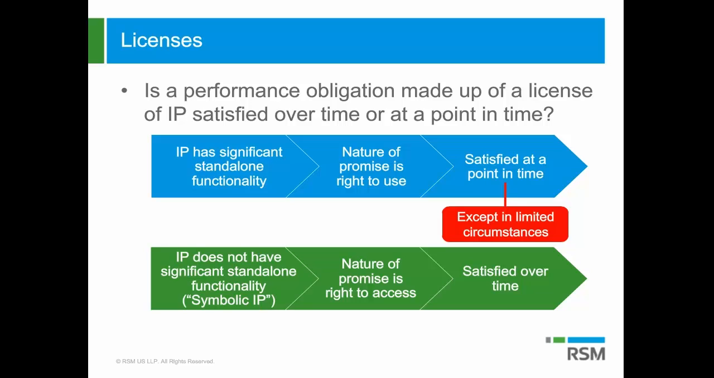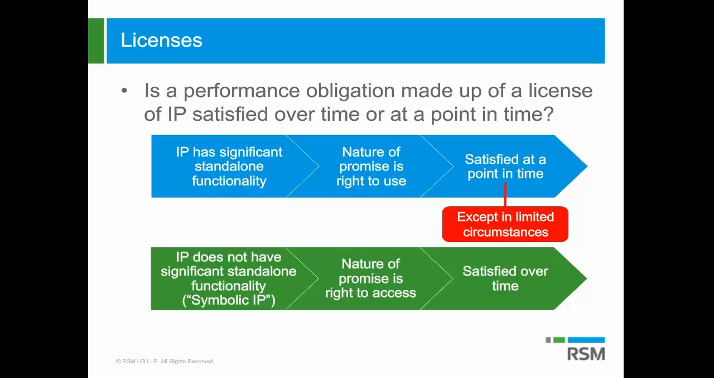And so what the guidance says is, well, that depends. It depends on whether the ultimate underlying intellectual property has significant standalone functionality or not. So can that intellectual property be used on its own and provide some sort of benefit to a customer? Typical intellectual property that will have significant standalone functionality includes things like software. That software can generally be used on its own.